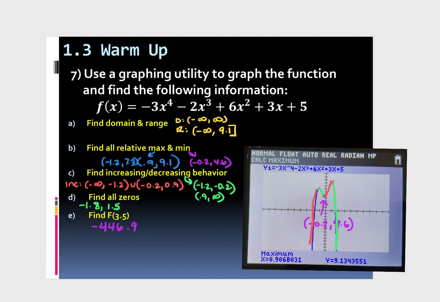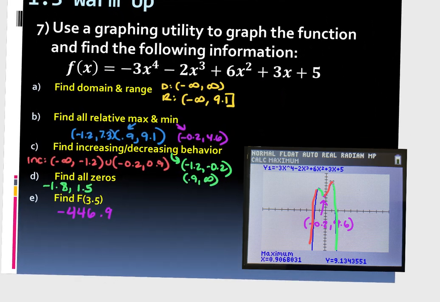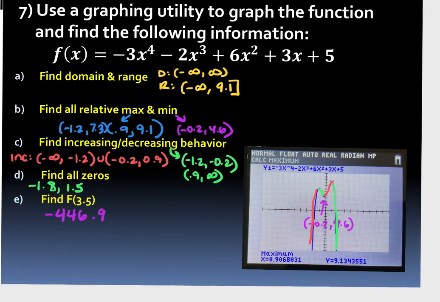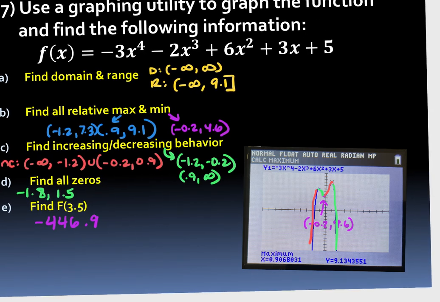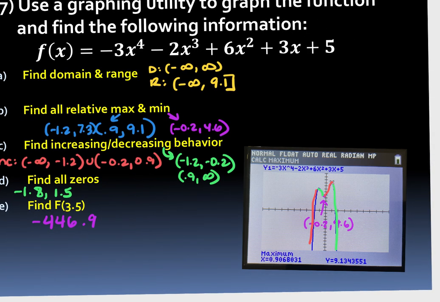So my domain was negative infinity to positive infinity. My range, negative infinity to 9.1, with a bracket on the 9.1. And then your max and mins: the two maximums at the top were negative 1.2 and 7.3, and then 0.9 and 9.1. And there was only one minimum, which was negative 0.2 and 4.6. I didn't say what to round to. It does say on your test nearest tenth, so just keep that in mind.